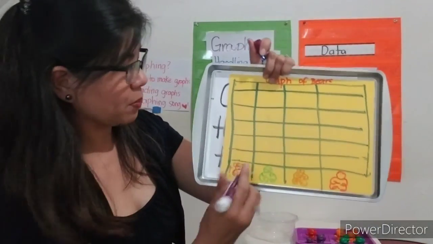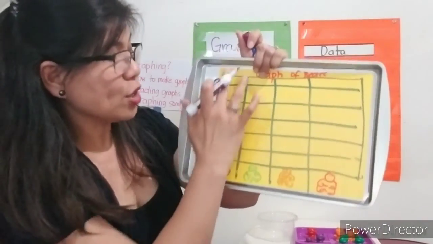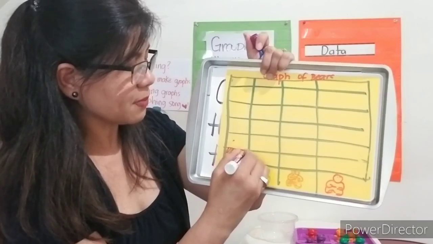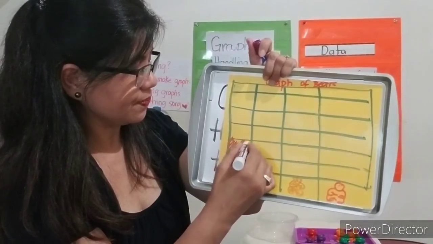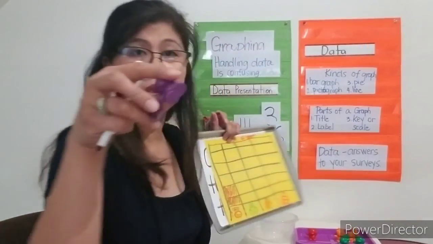Okay, so let's mark it down. So 2 purple bears. So I put a dot and a dot, because I don't want to mess up. I want to mark it off and then color it. So that's my 1, that's my 2. So I colored 2 boxes to show my data because I have 2 purple bears.